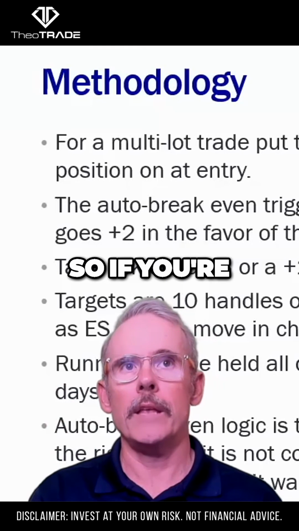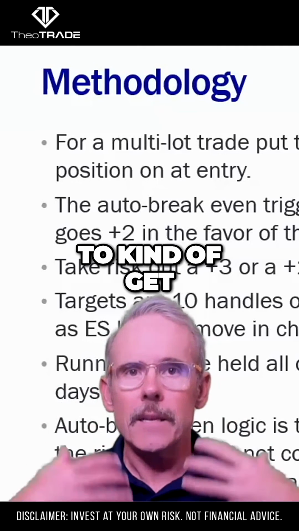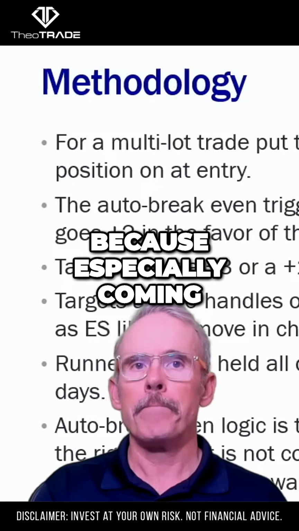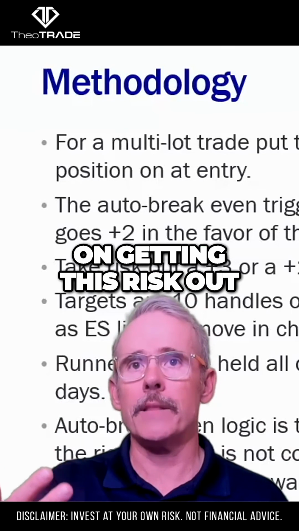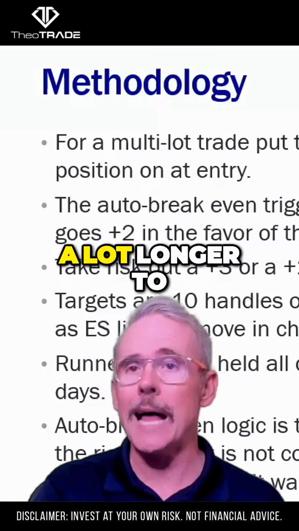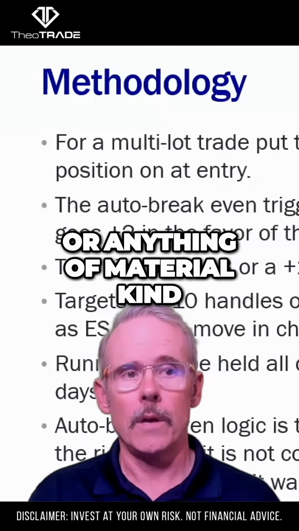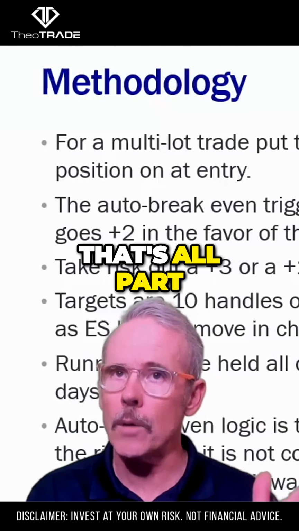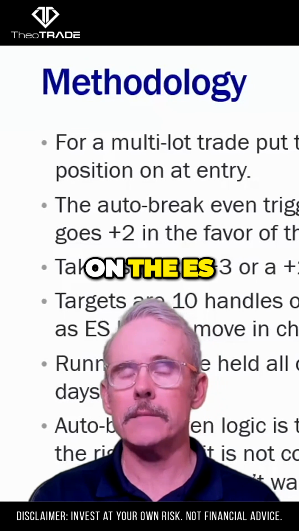Okay. So if you're just starting out with ES rather, or if you want to kind of get a feel for ES, you got to start with micros. You have to start with micros because especially coming from the NQ, you're going to be very impatient on getting this risk out. It's going to take time. Most of these trades take a lot longer to actually get risk out, and then a runner or anything of material kind of moves on the ES. But just understand that. Again, that's all part of knowing your product. I like a 10-handle target on the ES on a trend day.